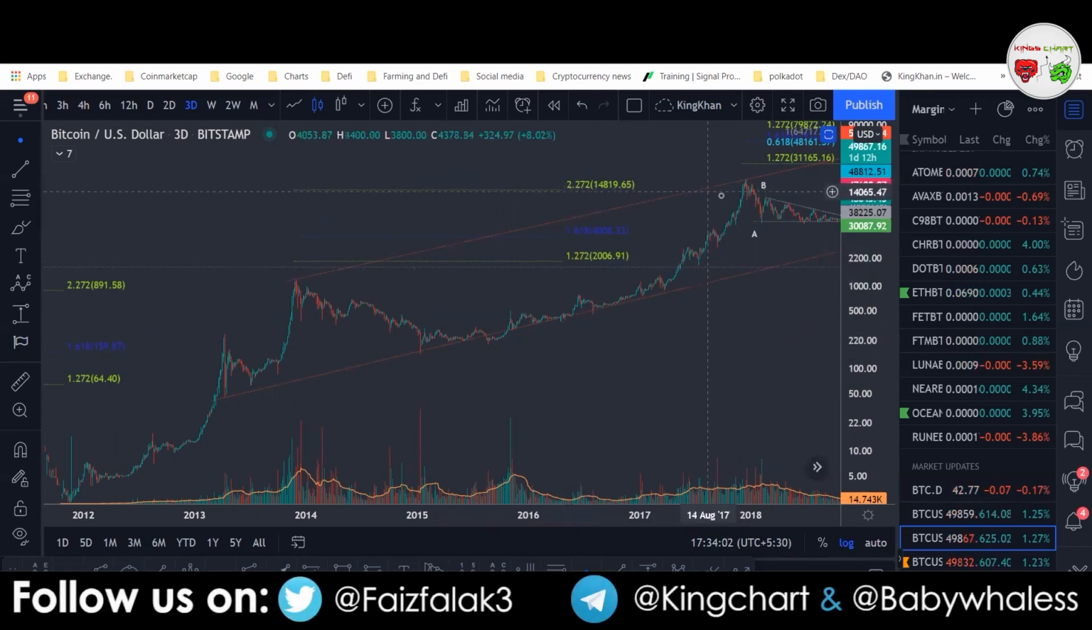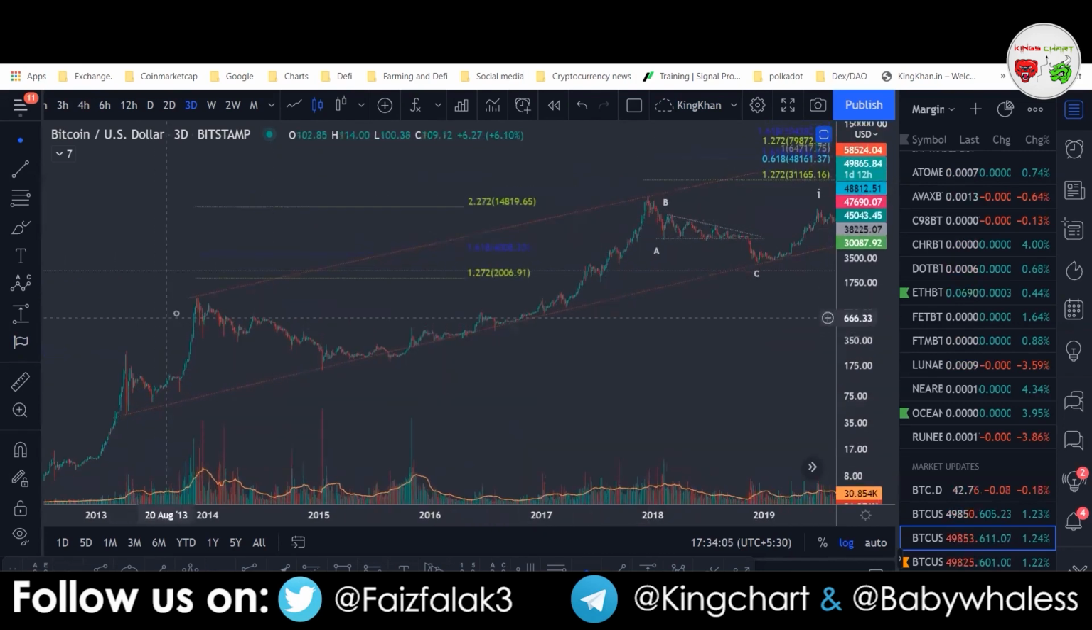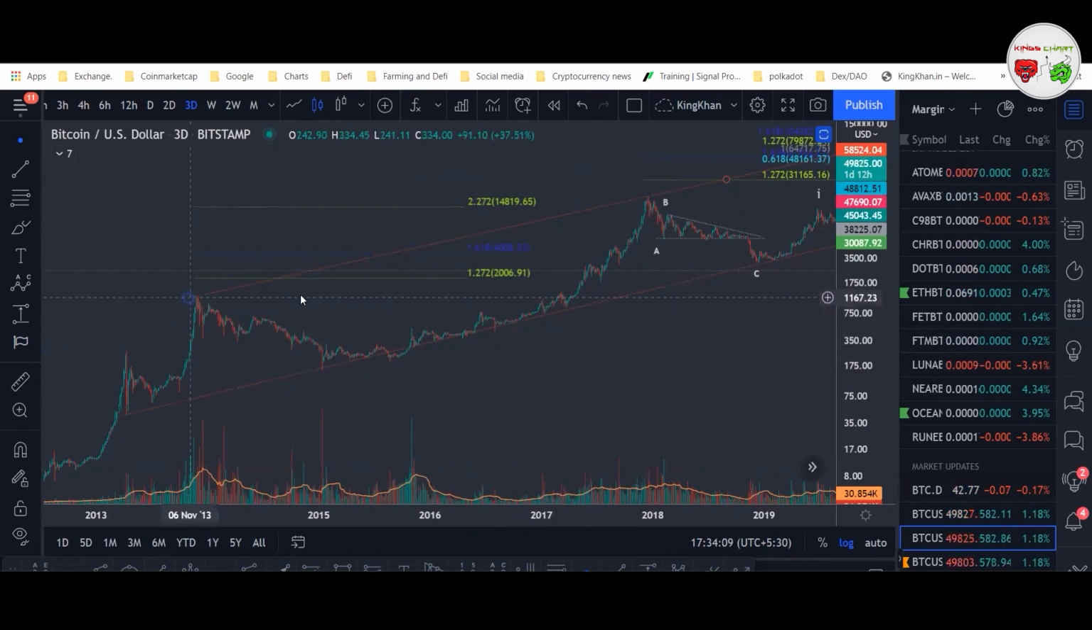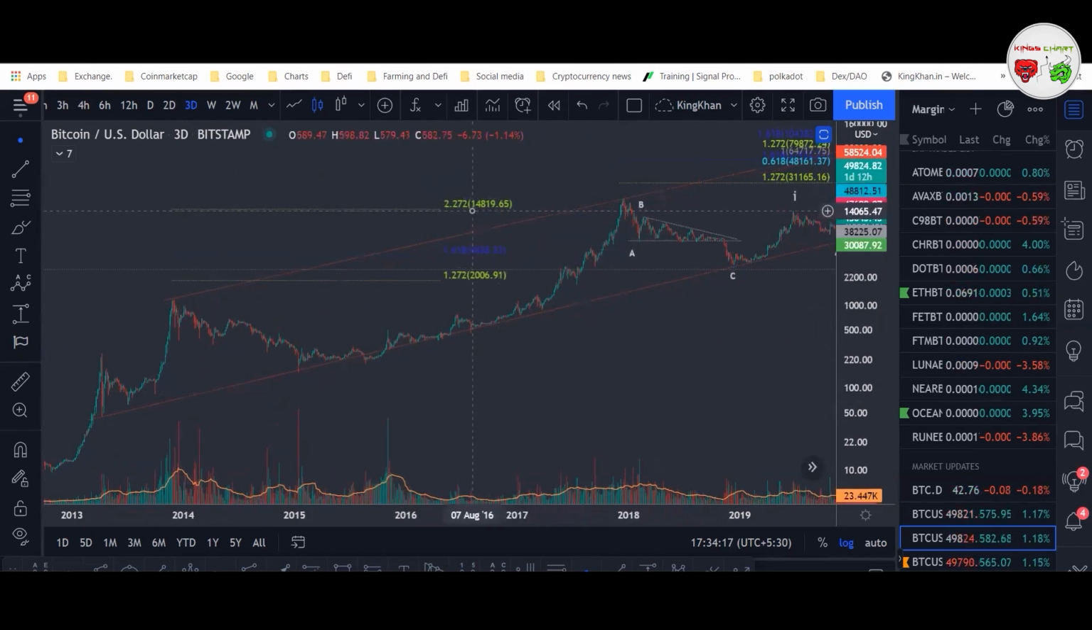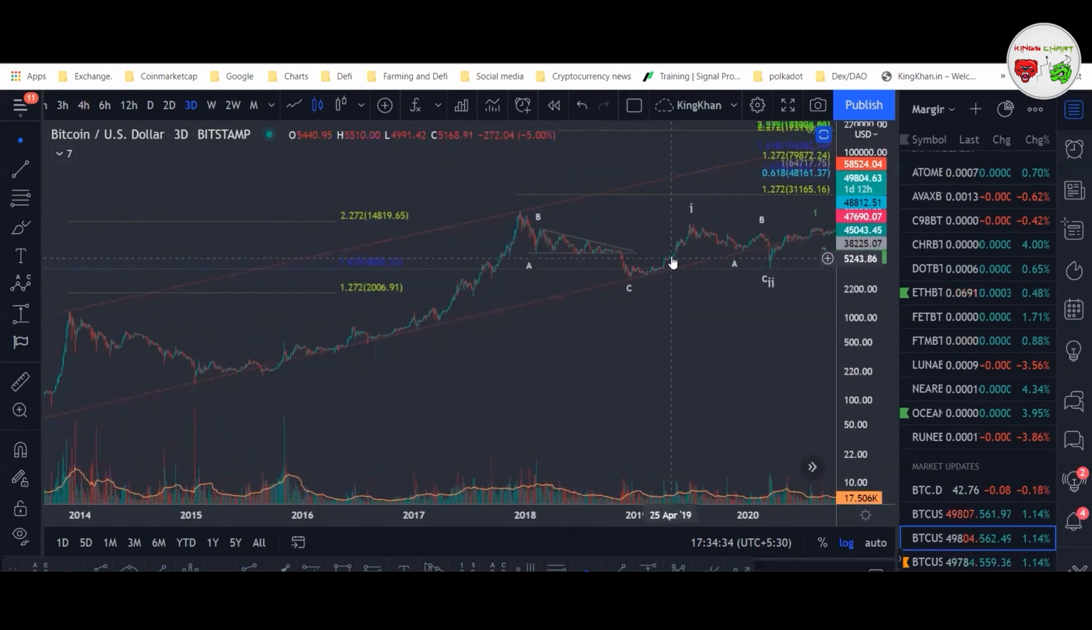to 2.272. Then we started the bear market, and you can see the diagonal trend line and the long-term channel. First high, second high test, first test, second test. Then after hitting the 2.272 level, we started the bear market, and the bear market low was around the 1.618 level, 4000. After that we started again slowly.